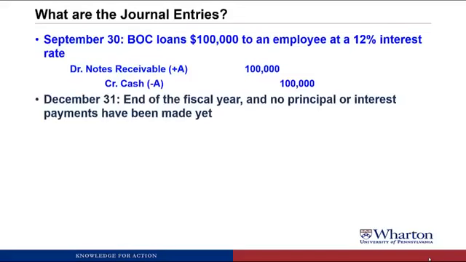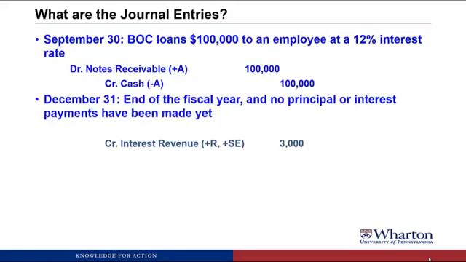December 31. It's the end of the fiscal year, and no principal or interest payments have yet been made. Do we need an adjusting entry, and if so, what would it be? We do need an adjusting entry in this case because 3 months has gone by, and we haven't gotten paid any interest, but we've earned interest revenue. We've earned interest revenue because we've provided the service of having the money outstanding to the employee over the past 3 months. We have a contract where we're eventually going to get paid. So it meets both the earned and realized criteria. So we're going to recognize interest revenue.